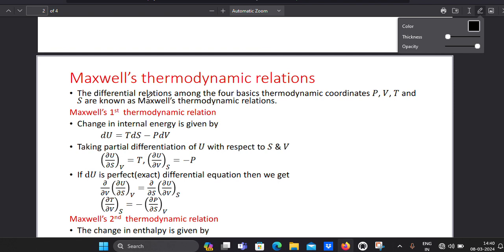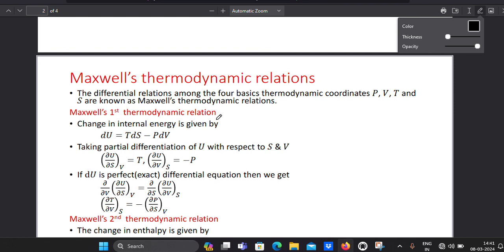The differential relations among the four basic thermodynamic coordinates P, V, T, and S are known as Maxwell's thermodynamic relations. Okay, so this is the definition. What is that? Differential relations among four basic thermodynamic coordinates. So these are the four basic coordinates, and that is called Maxwell's thermodynamic relations. So first, Maxwell's first thermodynamic relation. How can we calculate this relation?